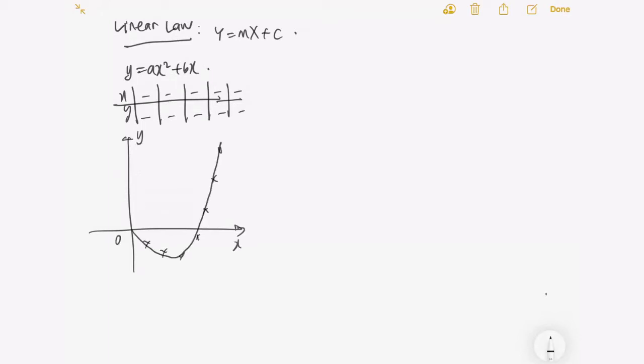Now obviously it's a bit difficult to find the values of the unknowns a and b from the quadratic graph, because it's a curve, and we know the gradient of a curve changes throughout the whole curve. So rather than plotting y versus x, we take this equation and divide it by x. As I divide by x, I get y over x, and this is now ax plus b.